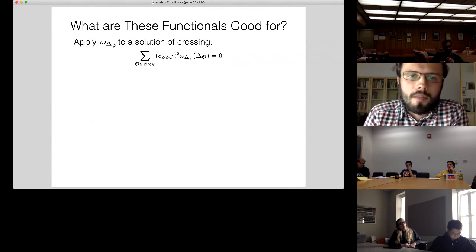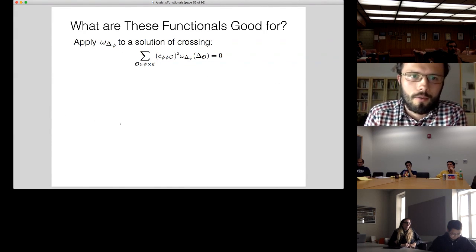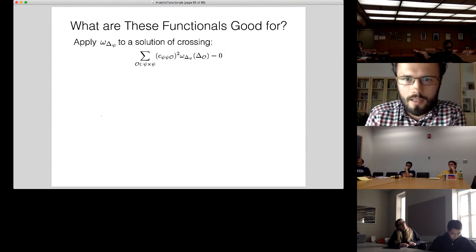So let's consider some solution of the crossing, characterized by operators calligraphic O and their OPE coefficients, and let's apply the extremal functional omega with a subscript delta psi to the solution to crossing. I apologize that before I was calling omega with a subscript the basis functionals, but from this point on, omega with a subscript delta psi means the extremal functional for external dimension delta psi. Okay, so let's apply the functional to the crossing. We get an equation like this.